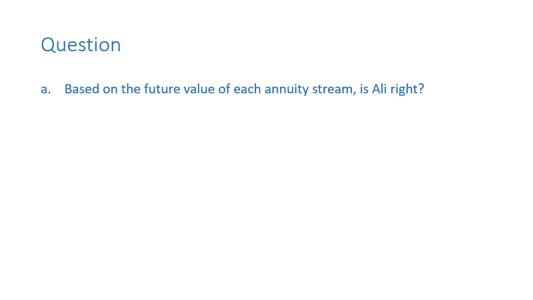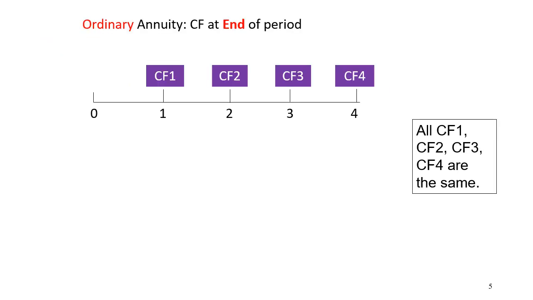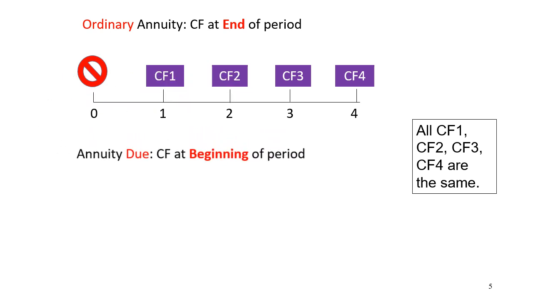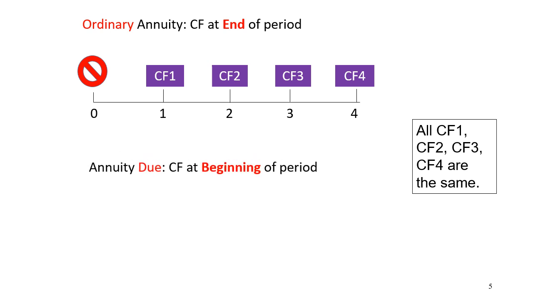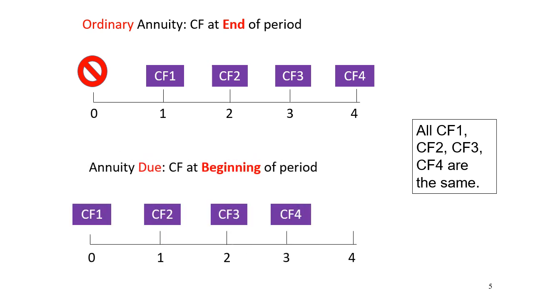Based on the future value of each annuity stream, is Ali right? Ordinary annuity, the cash flow occurs at the end of the period, so it does not have any cash flow at the beginning. But for annuity due, the cash flow is at the beginning of the period, so it does not have cash flow at the end.